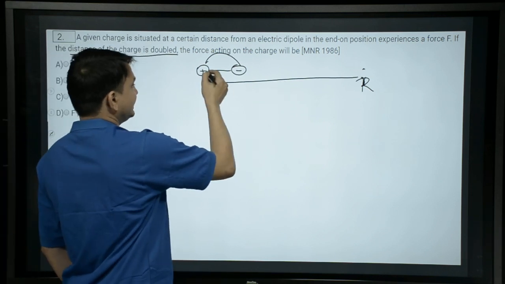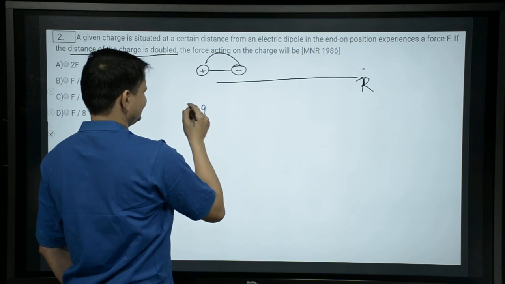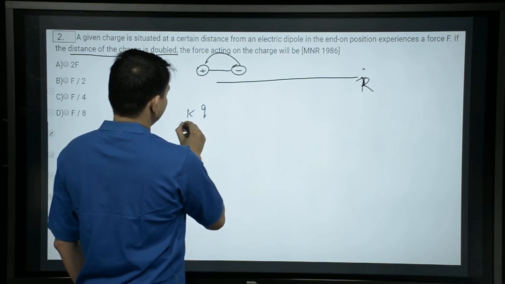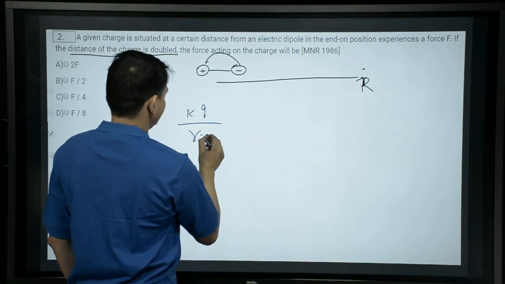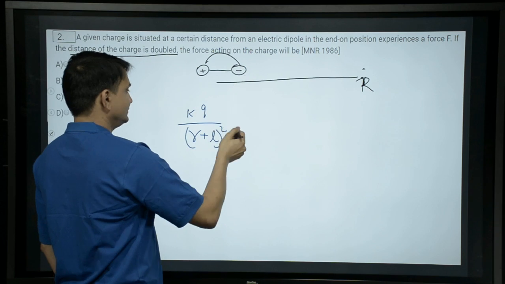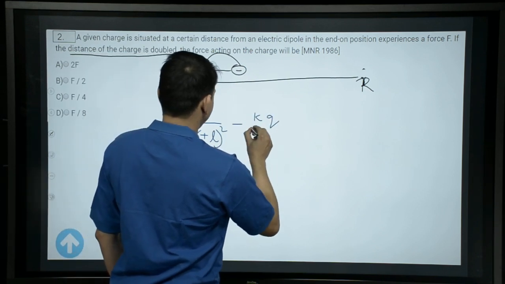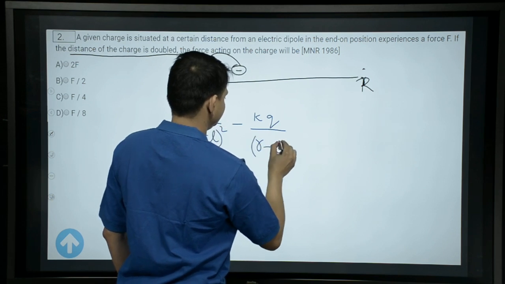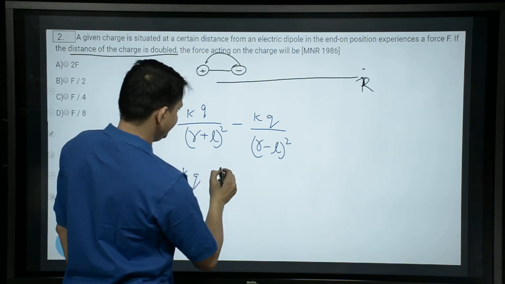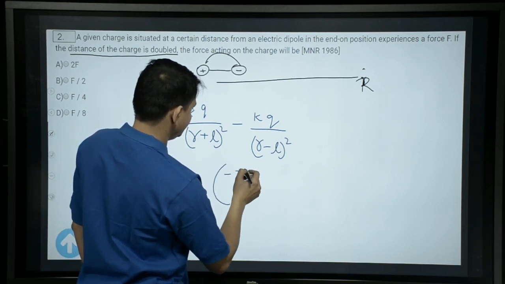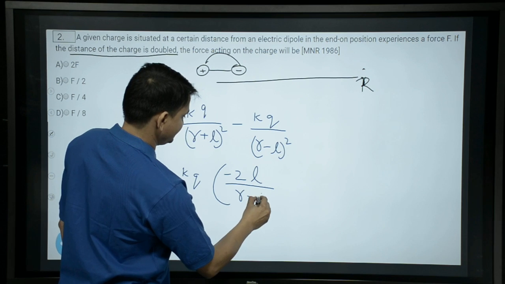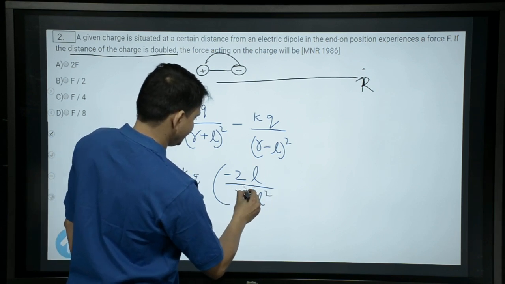So, for the electric field by this charge here, the positive charge, KQ by R plus L square, and by this one, which would be negative, KQ by R minus L square. If we compare simply these, this would come out to be minus 2L by R minus L square, R square minus L square.